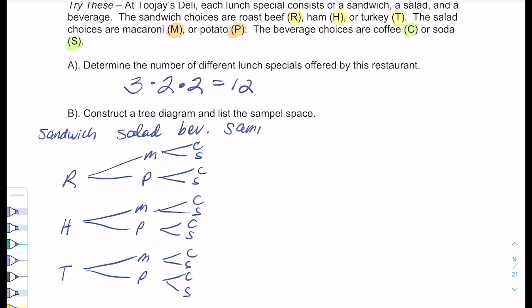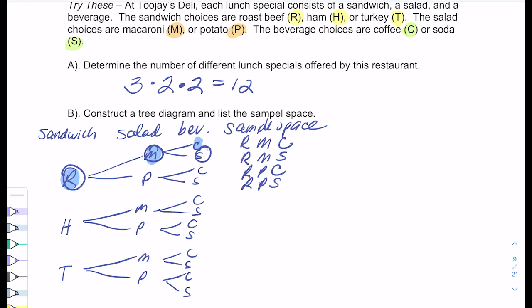And now I have my sample space made up of 12 different sample points. And I'm just going to go straight across, right? So I'm going to start here and go RMC. So you could choose a roast beef sandwich, macaroni salad, and coffee. Or you could get roast beef, macaroni, and soda. Or you could get roast beef, potato salad, and coffee. Or roast beef, potato salad, and a soda.